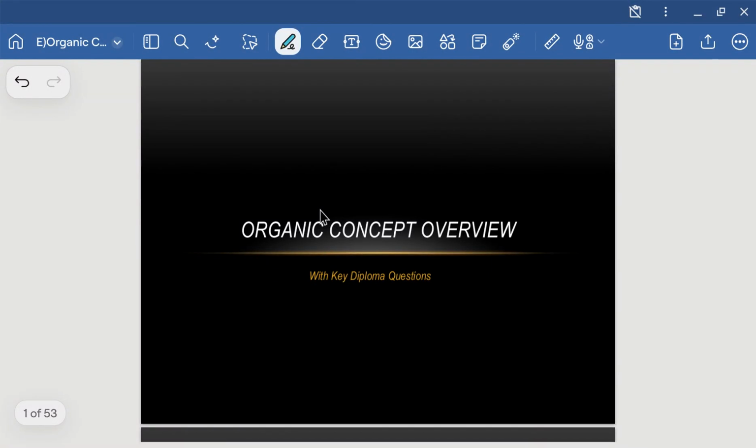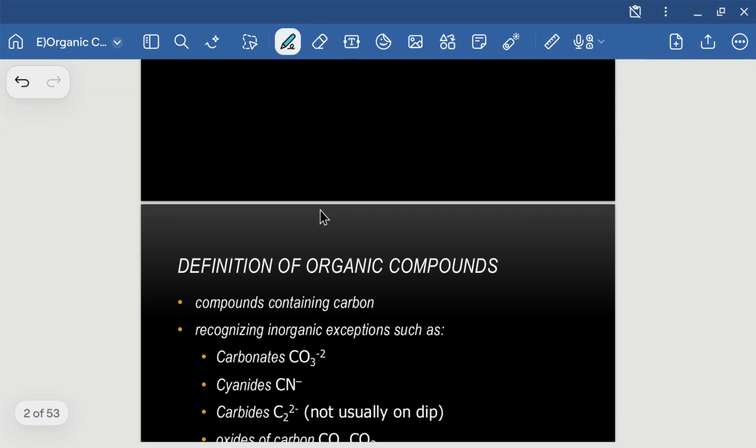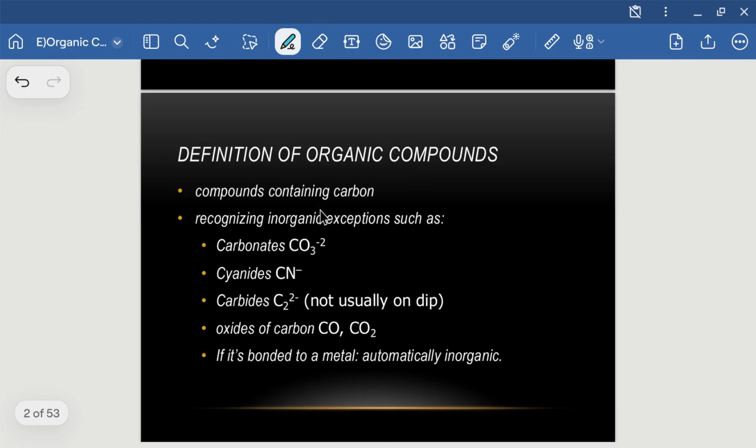This is a review of the organic chem unit, which would be helpful before a unit test or before you write a final like the diploma. So when you start organic chem, the first thing you learn is what an organic compound is, and you know that it will be compounds containing carbon.